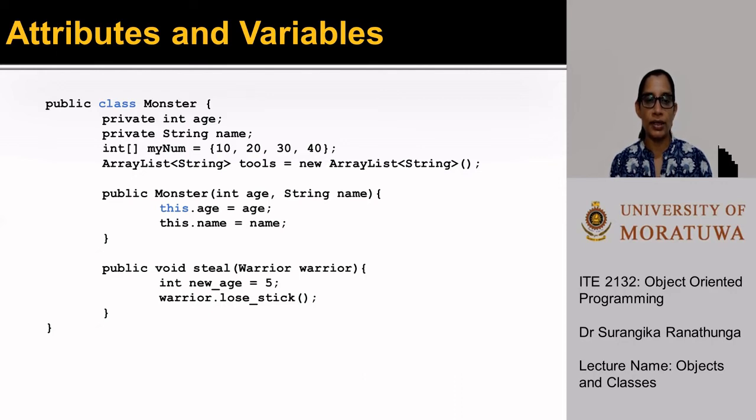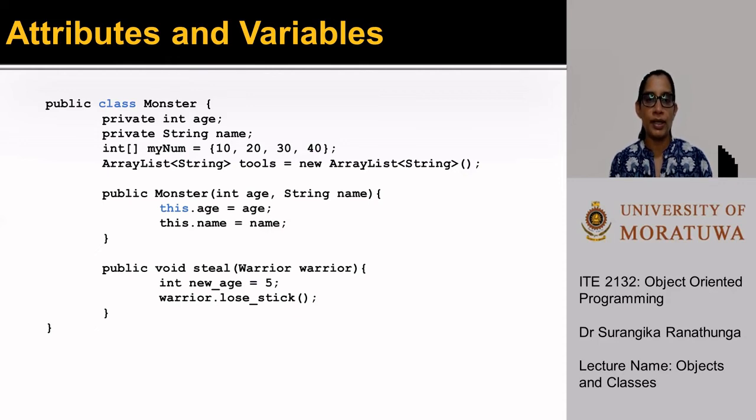In contrast, if you look at the int new age variable inside the steal method, it is available only within the scope of this steal method. If you try to access it from the monster constructor, you will get an error because it is local to the steal method. So in the terminology, when a variable is local to a method, we simply call it a variable. However, if the variable is at the class level, that means it is common to all the methods and the constructor in the class, we call it an attribute.